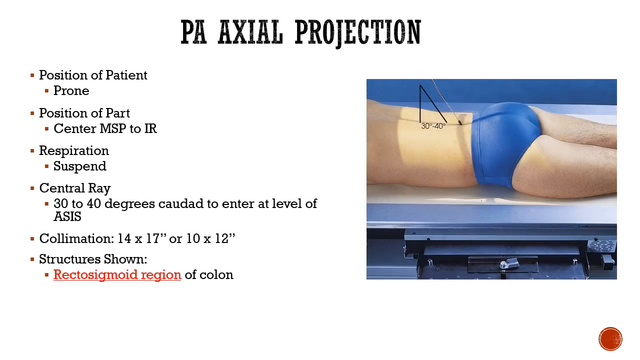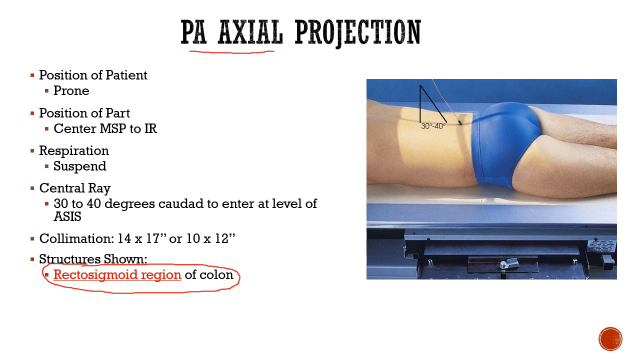Now the PA axial projection is with the patient prone. We're going to center the mid-sagittal plane to the image receptor. Suspend breathing. Our central ray is going to be 30 to 40 degrees caudad to enter at the level of the ASIS. Our collimation can either be 14 by 17 or 10 by 12, depending upon protocol. And what we're going to look at as far as structures shown is the rectosigmoid region of the colon. That's the purpose of the PA axial.